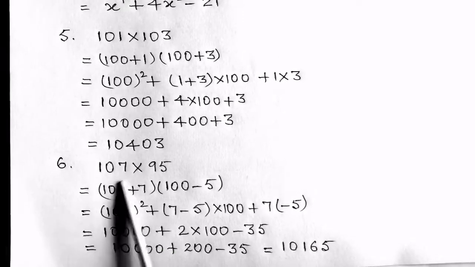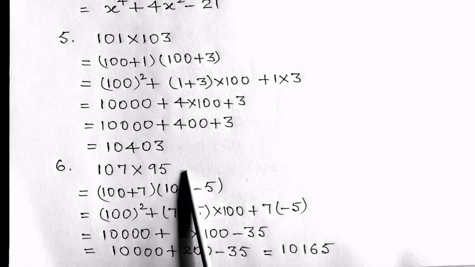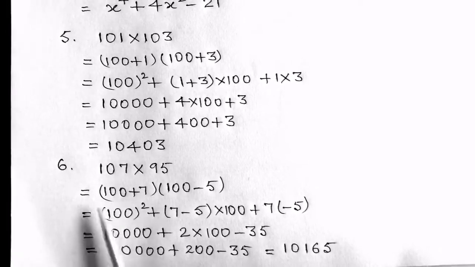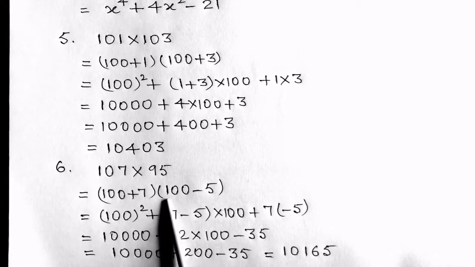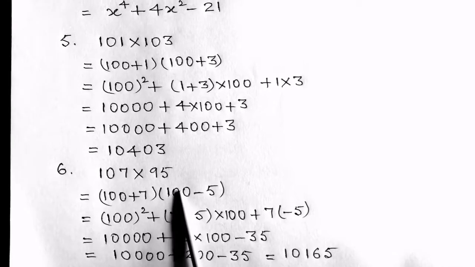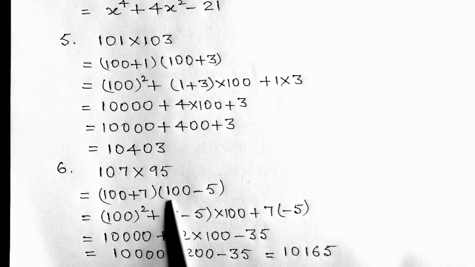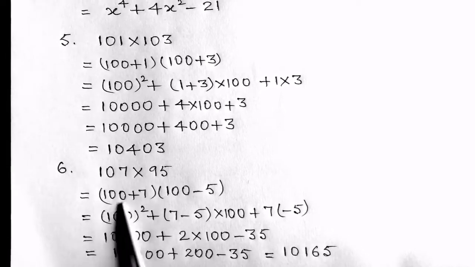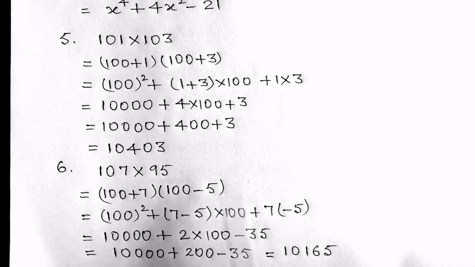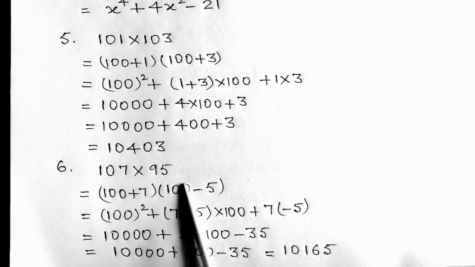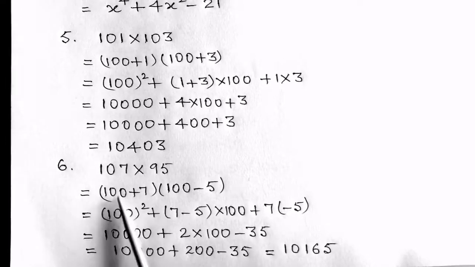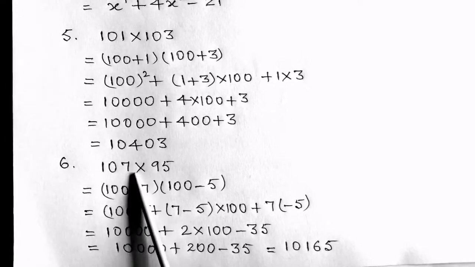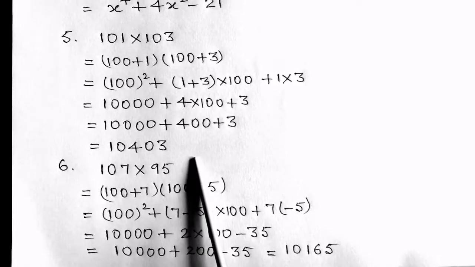Next is 107 into 95. Now 107 can be written as 100 plus 7. See, we have various methods, but if you want to use the identity, that's why I'm writing it as 100 plus 7 and 100 minus 5, so that these two are the same and they become of the form (x + a)(x + b). Otherwise 107 could have been written as 110 minus 3 also.